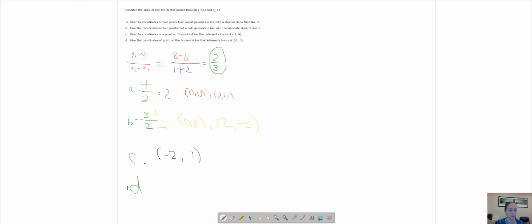Okay, so then part D is similar, except this time we're talking about a horizontal line. So for a horizontal line, that means all of your y's are going to be the same. Okay, so if we're going to have a horizontal line across this line M, all of your y values have to be the exact same thing in order to have that horizontal line. Okay, so when you make your ordered pair, as long as it has a 6 in it, your x could be anything you want. Okay, so I'm going to go ahead and say 3, we'll say. And that would be a horizontal line.